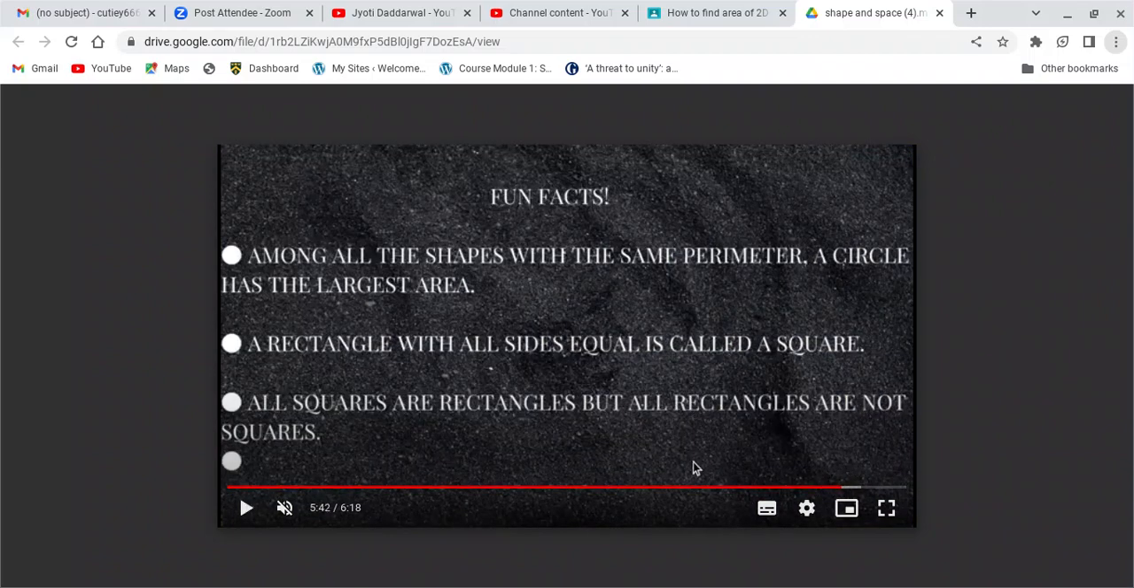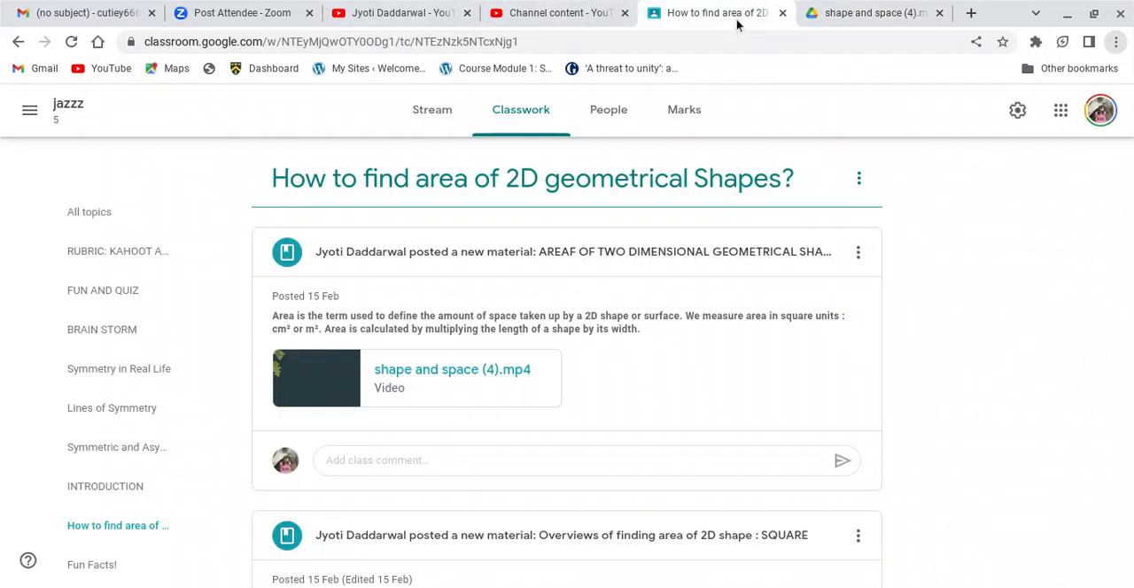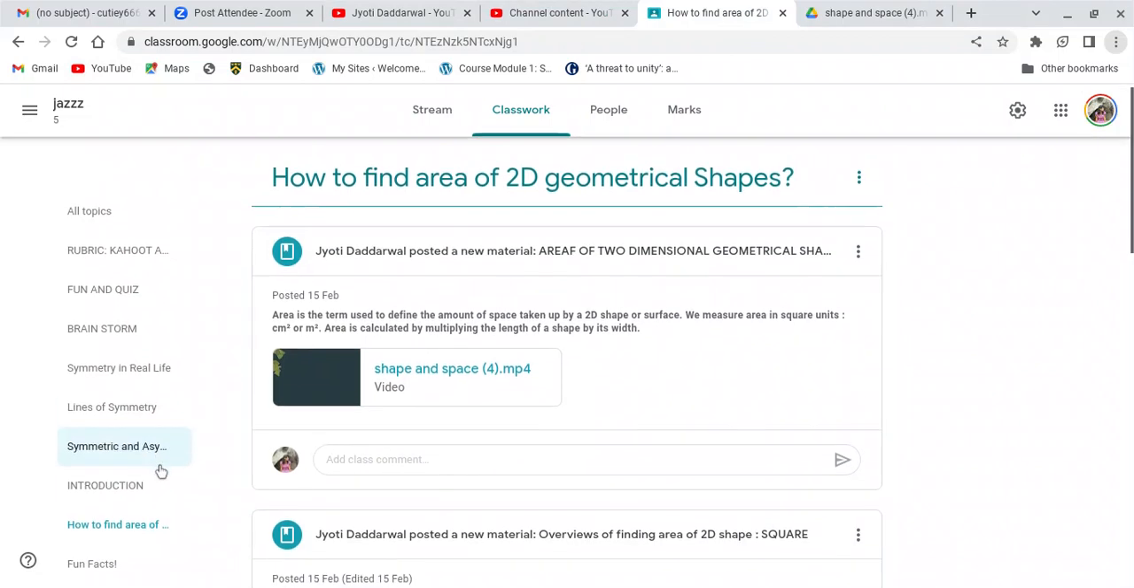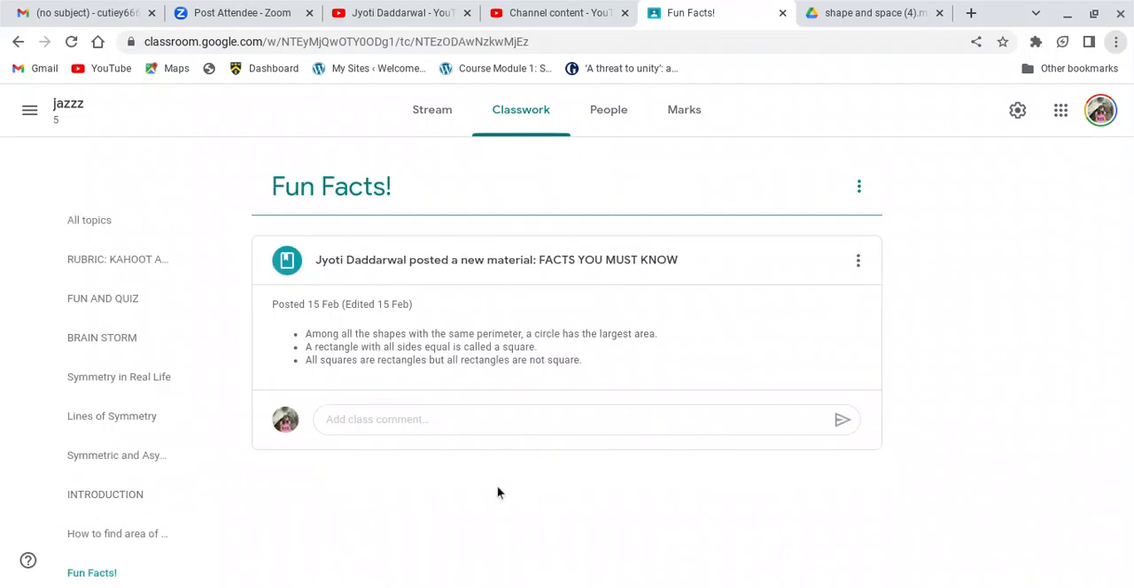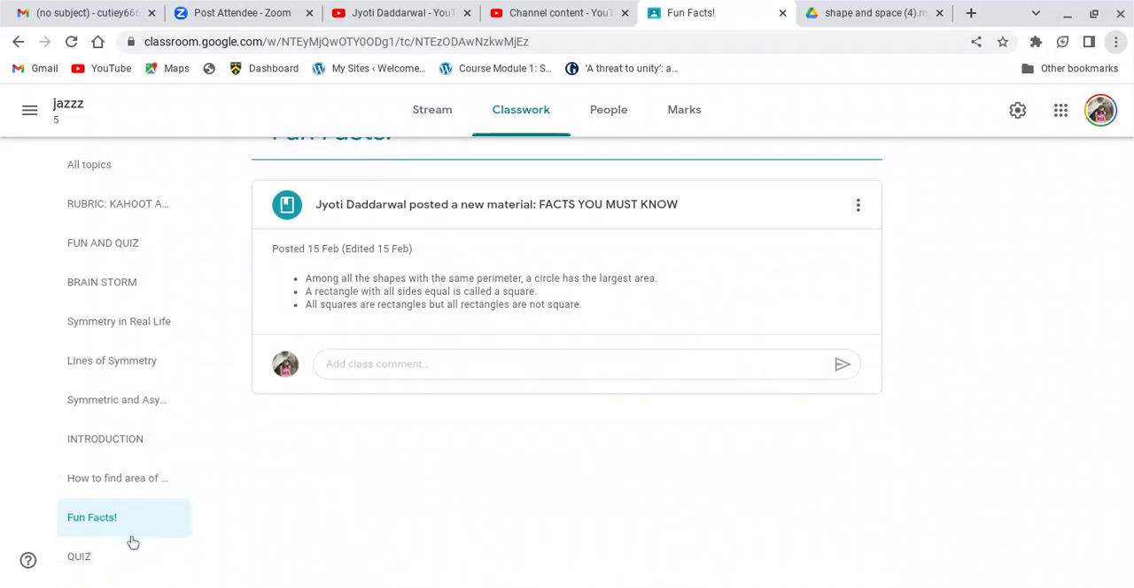Then I told them the fun facts. Among all the shapes with the same perimeter, a circle has the largest area. A rectangle with all sides equal is called a square. All squares are rectangles, but rectangles are not squares. Such kind of things I introduced in my previous portfolio. These fun facts I already discussed.